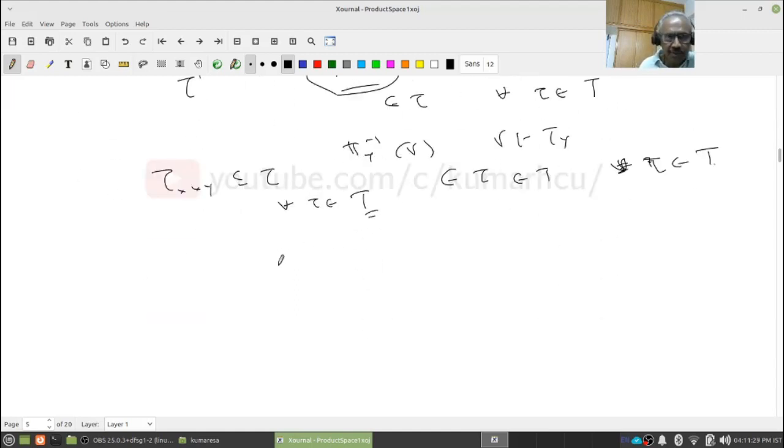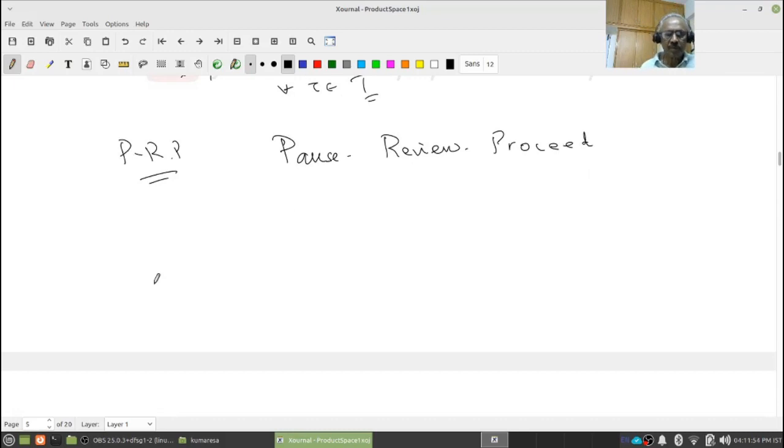So this is a bit too much. I know, especially if your set theory and topology are vague, you will suffer. But go through this. This is the insight textbooks refuse to give, teachers refuse to give. Pause, review, and then proceed.